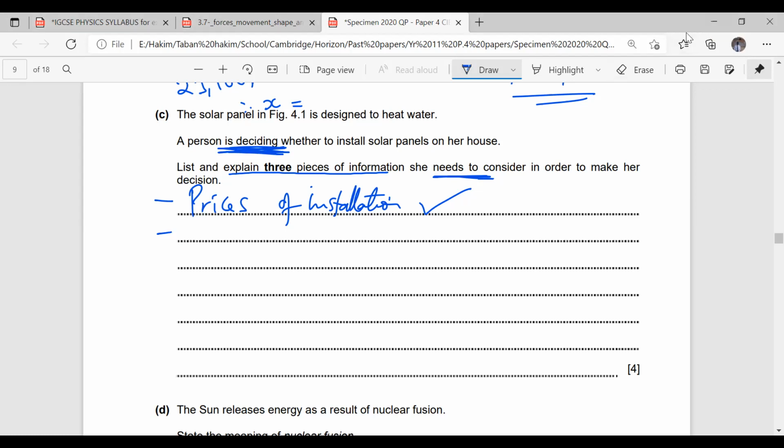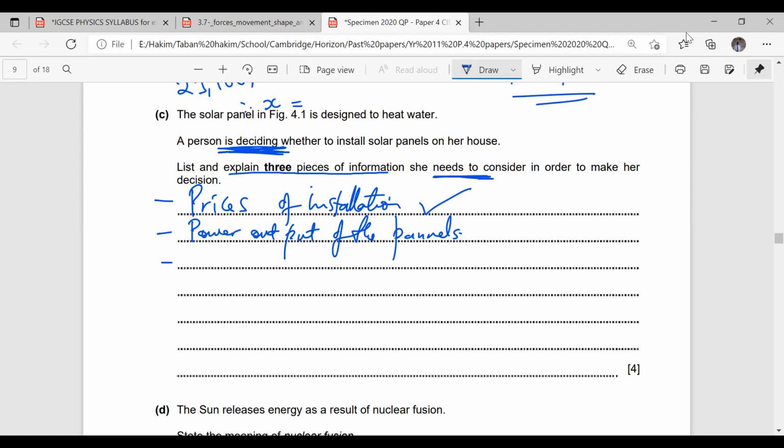The rate of heat, the amount of water it heats. Okay, I'm going to rephrase that, and I can say power output of the panels. In other words, heat the water. Yes, okay. In other words, does she need 220 watts, 200 watts? Okay, depending on different factors. So that is power output.